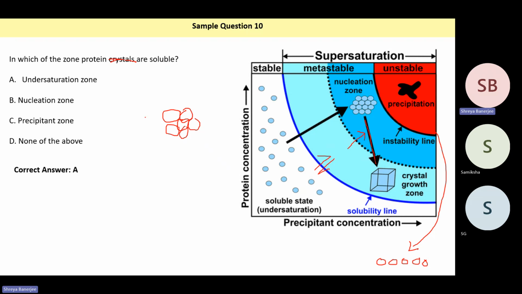So this is the crystalline state, this is the amorphous state. In the precipitation zone, it will precipitate out in the amorphous state. So that is why if you are within this range, the crystals are not stable. But if you reach the nucleation zone, it is the best region, the best concentration both in terms of protein and in terms of precipitant, the best optimum concentration of both to get the best growth of the crystals.